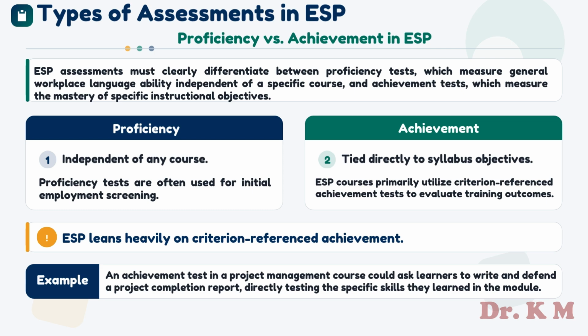For example, an achievement test in a project management course could ask learners to write and defend a project completion report, directly testing the specific skills they learned in the module.